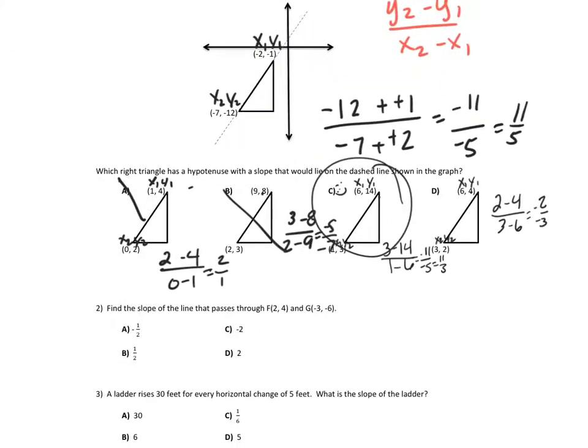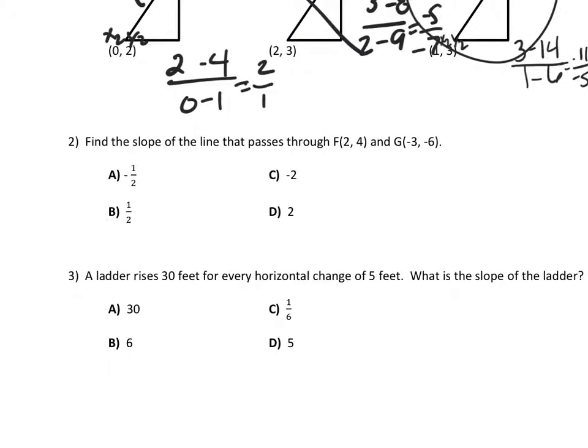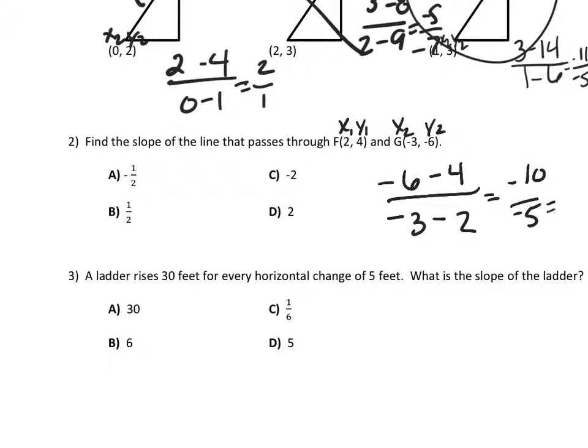Okay, number 2, find the slope of the line. Oh, here it is. I think this is the day 1, day 2, whatever. All we need to do is label the points. Negative 6 minus 4 over negative 3 minus 2. Negative 10 over negative 5, which gives me positive 2. You have to follow your integer rules, guys. Okay, that's going to matter.